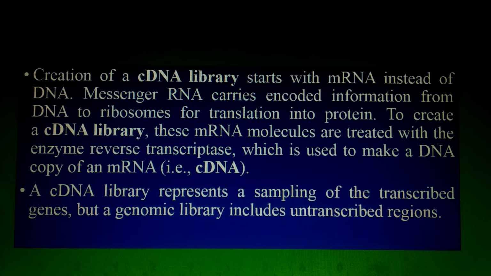reverse transcriptase is present in most of the viruses, and is used to make the DNA copy of a messenger RNA. Is it clear? A cDNA library represents a sampling of the transcribed genes. Must keep it in your mind. cDNA consists of a sampling of the transcribed genes, whereas the genomic library includes the untranscribed regions. Is it clear? Because cDNA is synthesized from the messenger RNA, and messenger RNA is just transcribed.